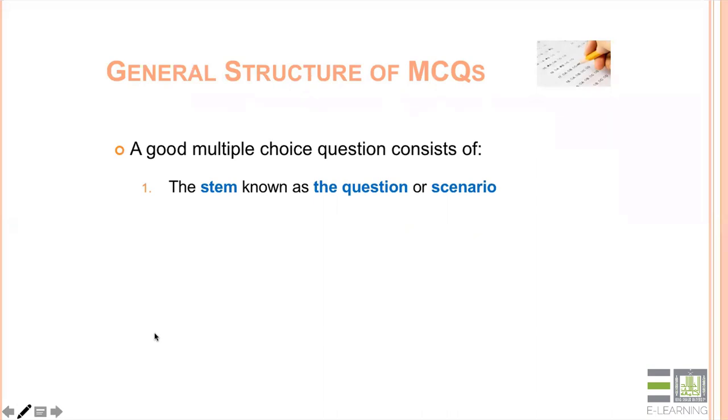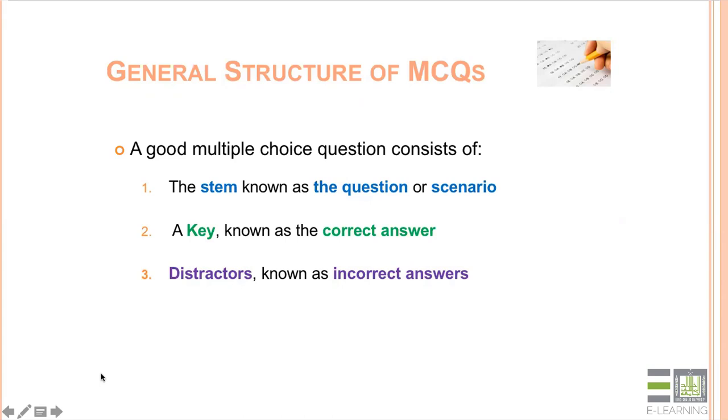And the STEM question will identify the question scenario or a problem in the multiple choice item. Next, you'll have the correct answer. The correct answer is also known as the key, followed by several plausible but also incorrect answers, which are known as distractors. Now, a good multiple choice question should have all these three elements within it. And students are expected to respond to a multiple choice question by indicating which alternative they believe is the best answer, or which alternative best answers the STEM.